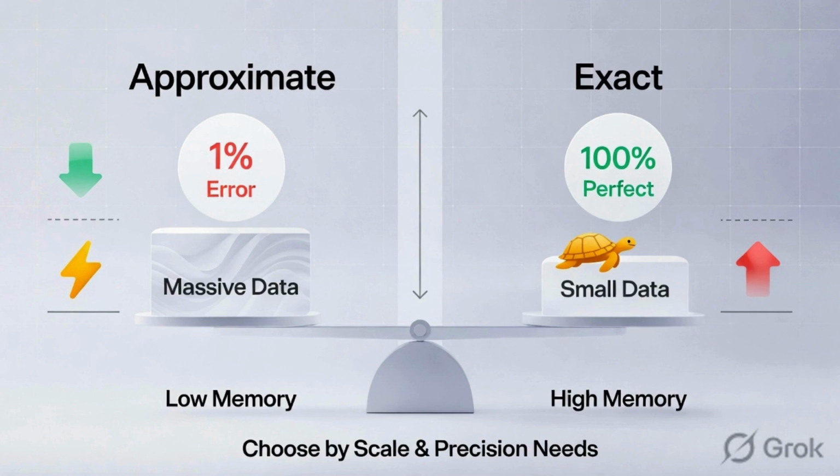The philosophy is clear. At massive scale, perfect precision is often the enemy of usable speed. Approximate isn't sloppy, it's smart engineering. Pick the right side for your use case, and your telemetry stays fast, affordable, and insightful.